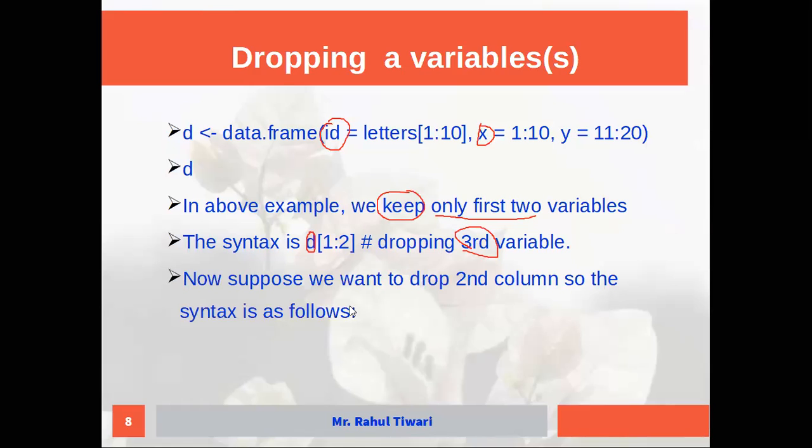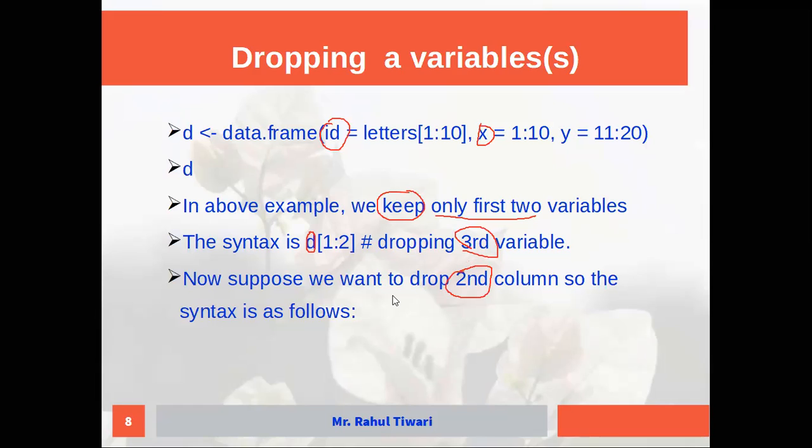Now suppose another task. Suppose you want to drop the second column. So how to drop the second column? That means I am interested in keeping the first and third variables. That means I am interested in dropping the second column, removing the second column. That means keeping variables 1 and 3.